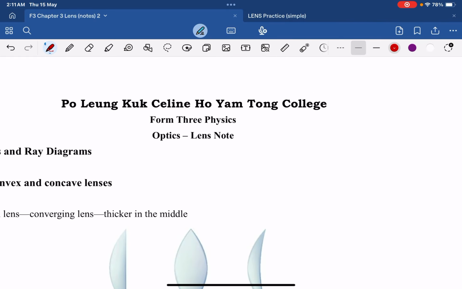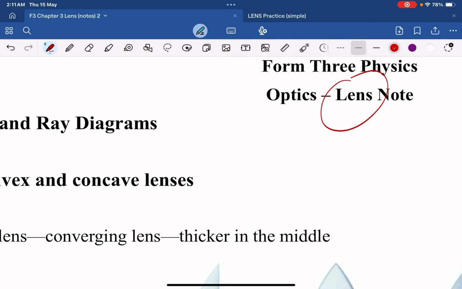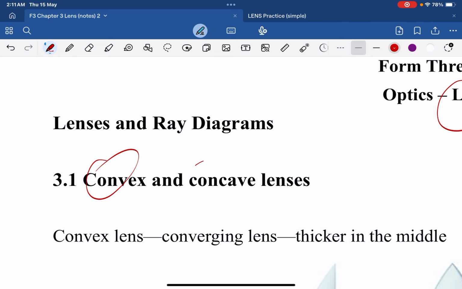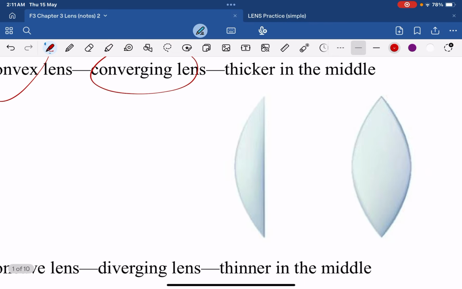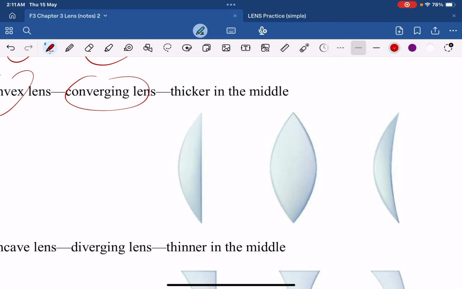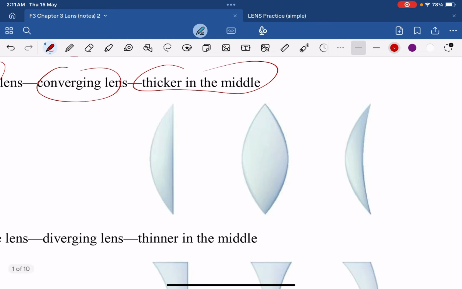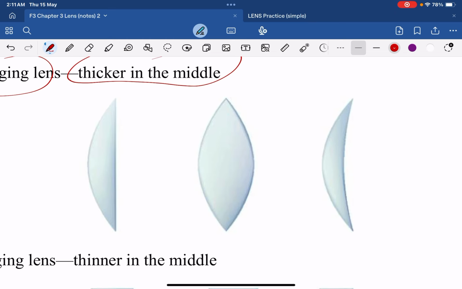Hi, today we talk about lens. There are two types. One is convex lens, and another is concave lens. For the convex lens, it is also called a convergent lens. It has a shape which is thicker in the middle. Okay, now this is convex lens.